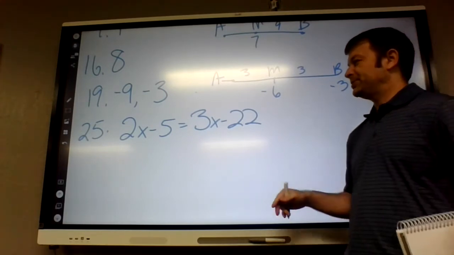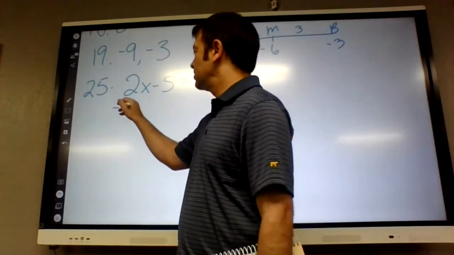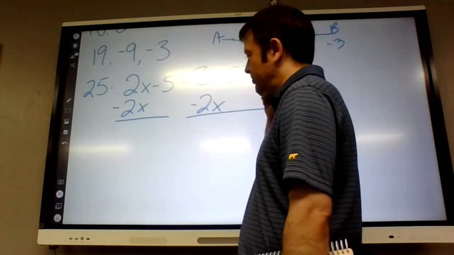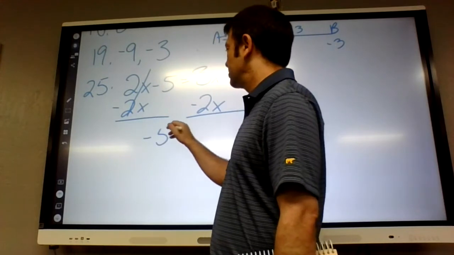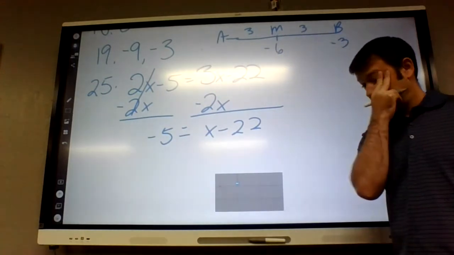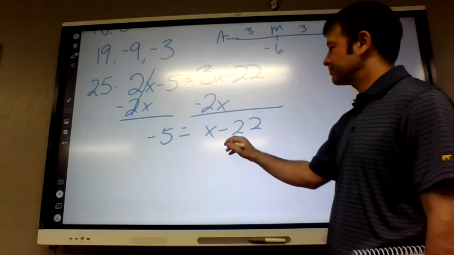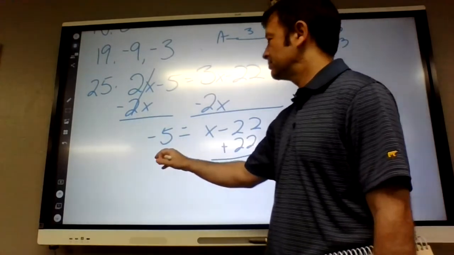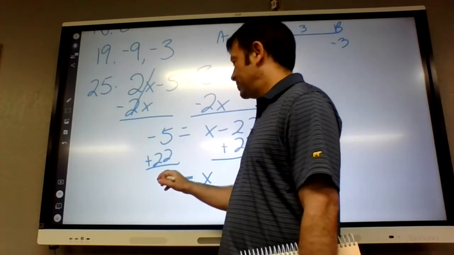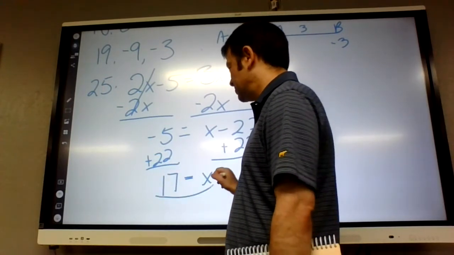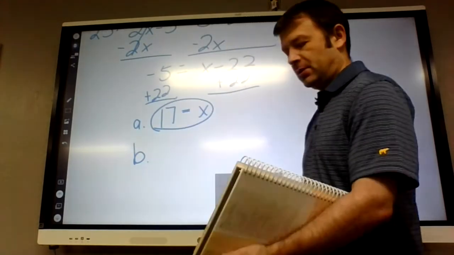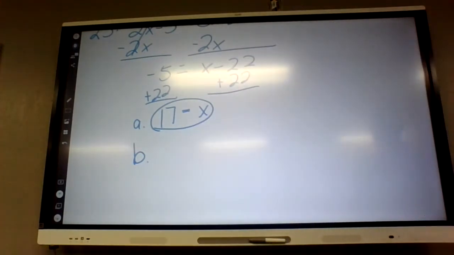Alright, what do I do when the x's are on both sides? Subtract from one side. Get rid of the x's on one side. In this case, you could minus 2x or minus 3x. Well, minus 2x. Okay, so x is 17.